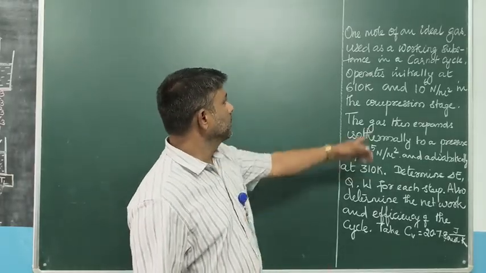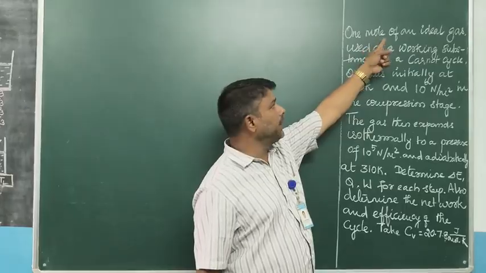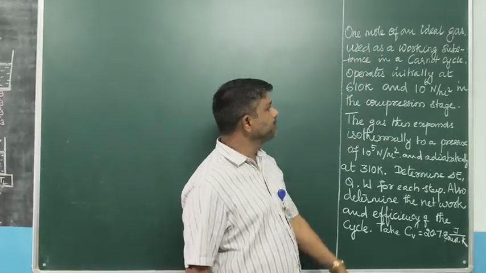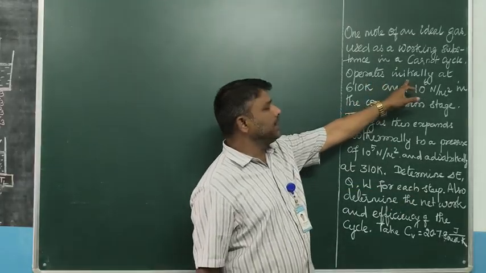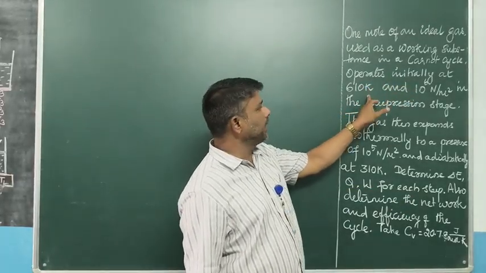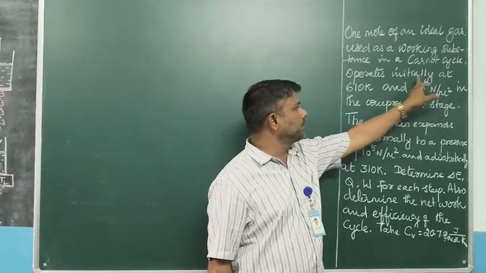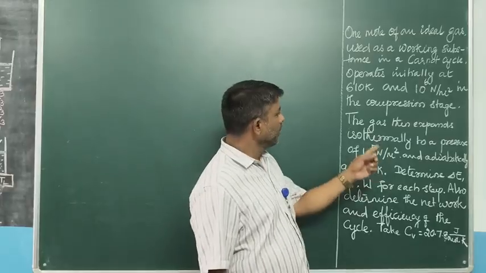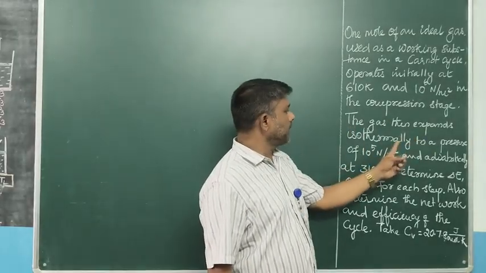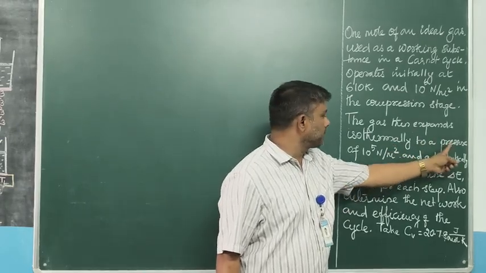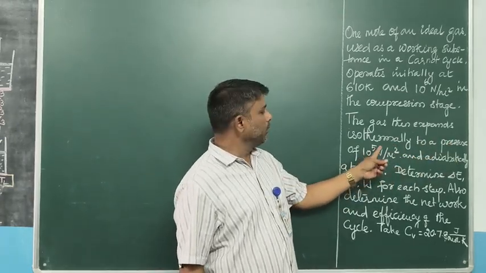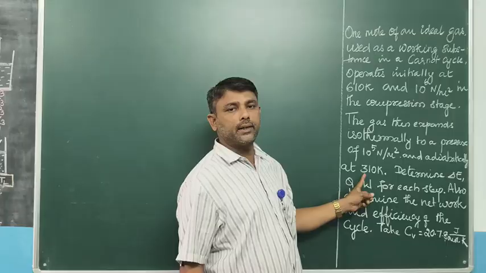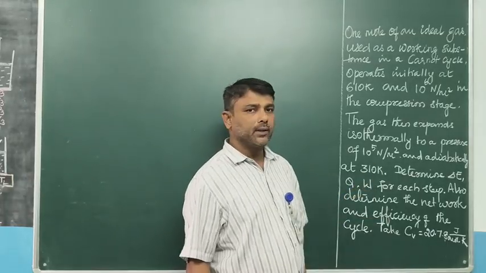The problem is: 1 mole of an ideal gas used as a working substance in a Carnot cycle. It operates initially at 610 degree Kelvin and 10 to the power of 6 Newton per meter square in the compression stage. The gas then expands isothermally to a pressure of 10 to the power of 5 Newton per meter square and adiabatically at 310 degree Kelvin.